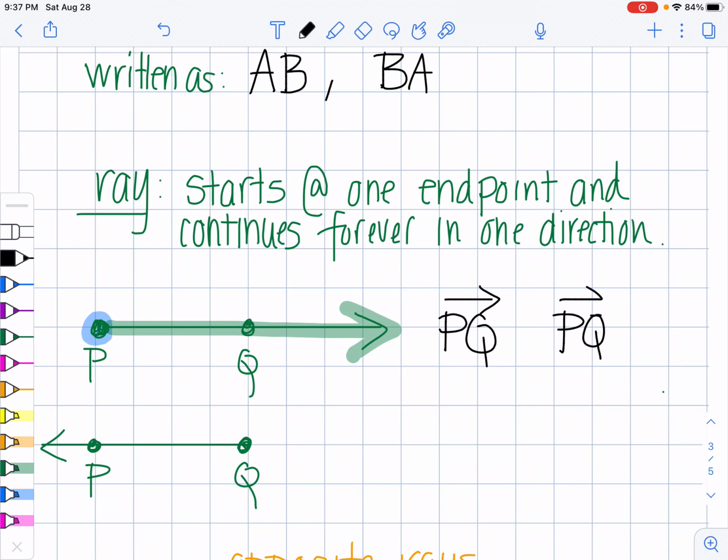Now, this next example down here, this next ray, starts at Q and it goes to the left. This one is different because when we name a ray, we have to name it where it starts. So it starts at Q and goes towards P. Or again, you can name it QP like that.